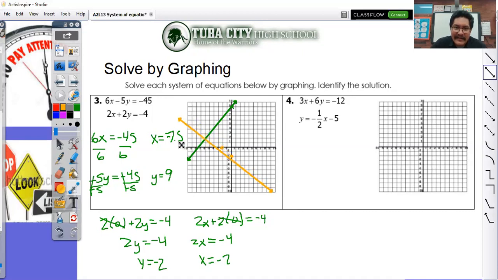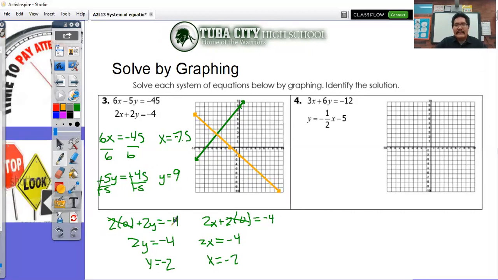No. Again, please don't fall into that habit of making your lines really short and not able to connect with each other.